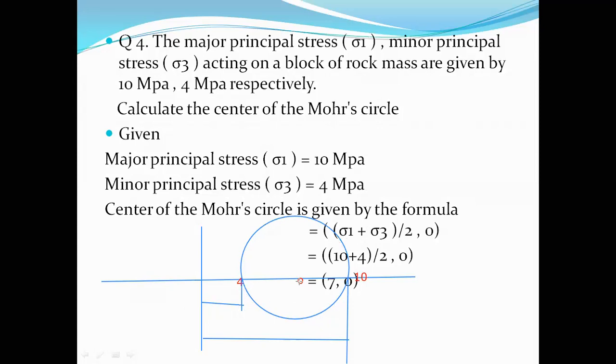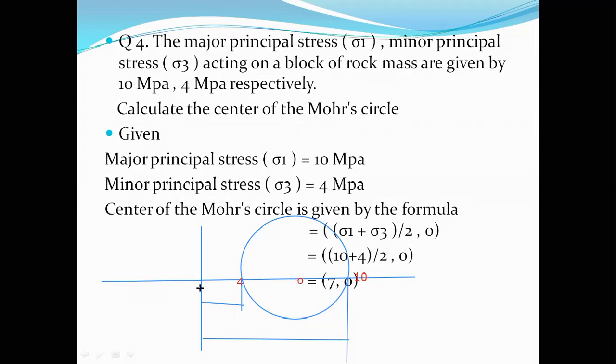I repeat, to find out the center of the Mohr circle, what should I do now? This point represents sigma 3, which is the minor principal stress, and this point represents sigma 1, which is the major principal stress. Sigma 1 minus sigma 3 will give the diameter of the Mohr circle. Sigma 1 minus sigma 3. And half of that will give the radius. Sigma 1 minus sigma 3 by 2 is this part, I got it.